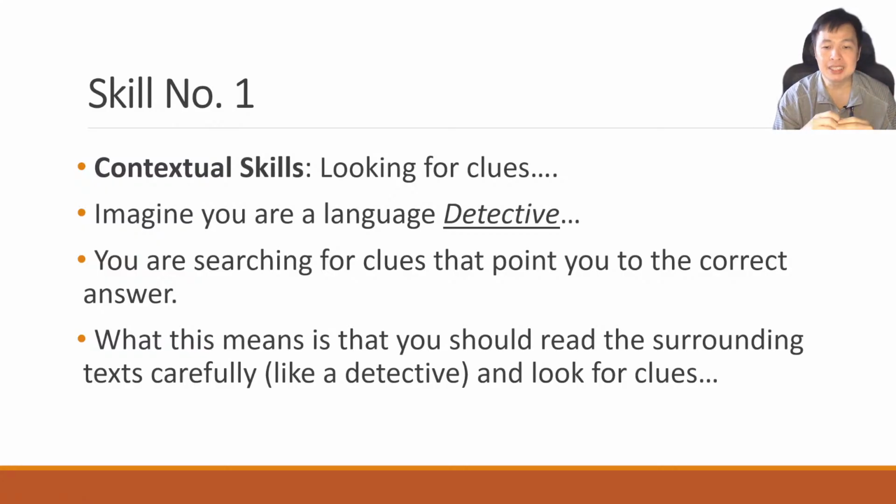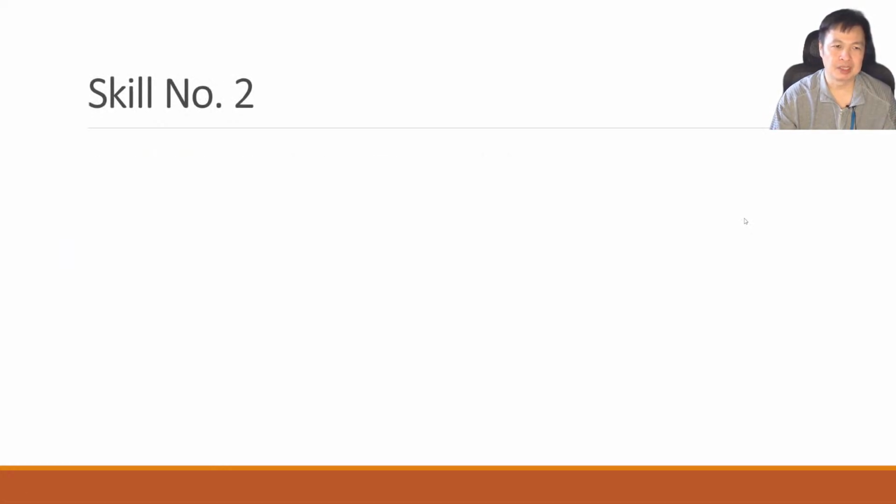So what this means is that you should read the surrounding text very carefully, like a detective, and look for clues and not jump to conclusions. So you're a bad detective if you jump to conclusions, all right, without looking for clues, right? You look at a murder victim and then suddenly you say, oh no, so and so is the murderer, okay? And you're just guessing, all right? And you have no evidence at all, okay? So you need to look for clues before you jump to conclusions.